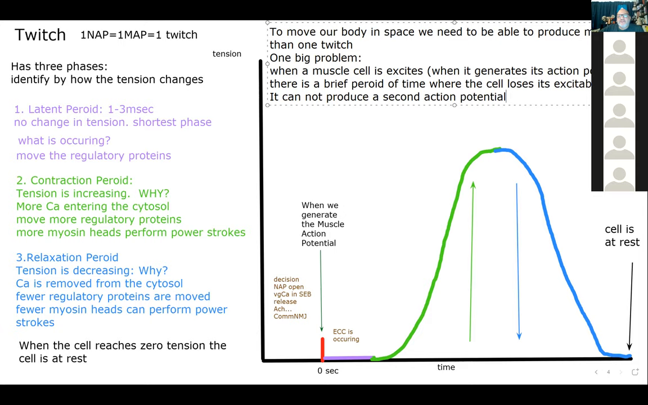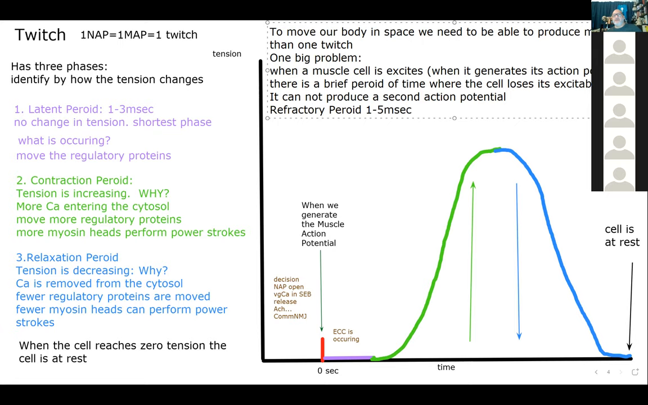It loses the ability to produce a second action potential. We call this period of time the refractory period. Now, the good news is the refractory period is only somewhere around 1 to 5 milliseconds. Remember, our latent period is somewhere around 1 to 3.